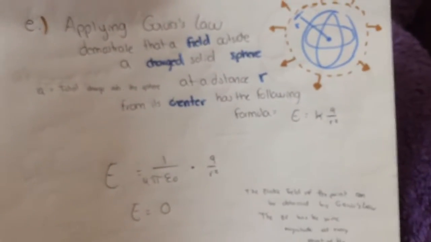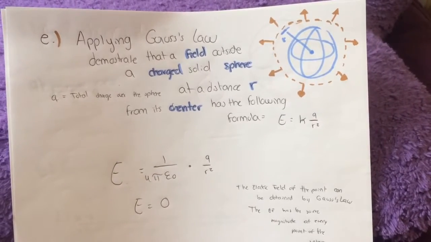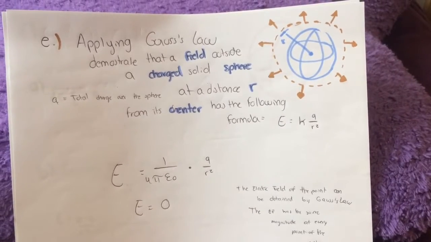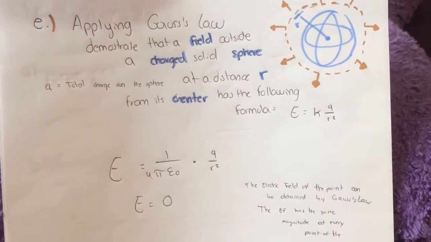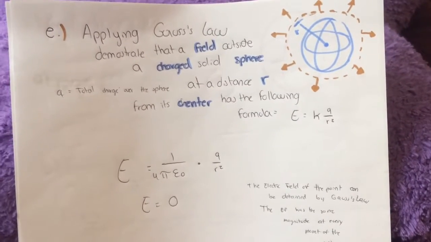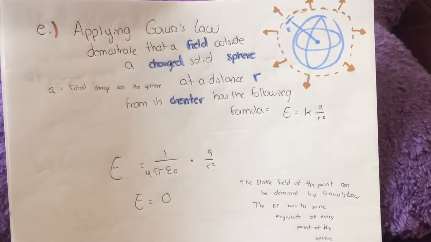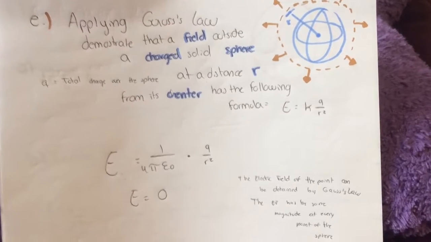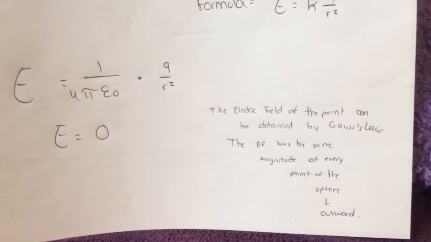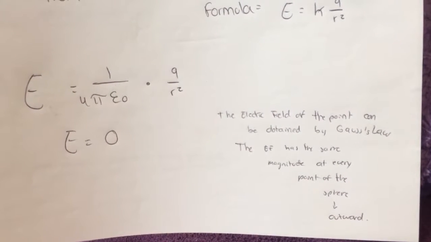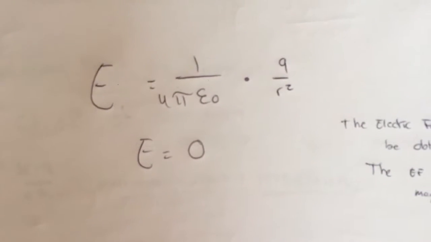For problem E, we have to demonstrate, applying Gauss's law, that the field outside a charged solid sphere, at a distance r from its center, has the following formula: E equals the constant K times charge over distance squared. Then we say that the electric field at the point can be obtained by Gauss's law because the electric field has the same magnitude at every point of the sphere, and the direction is outward. And here we have the equation.